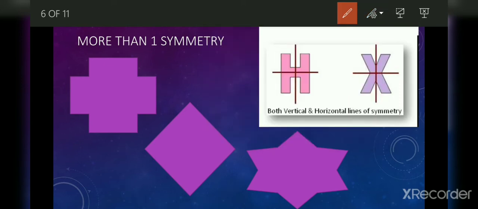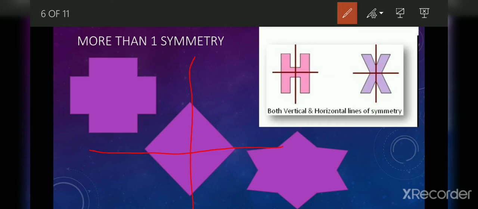Just fold a paper along this line and then along this line. You'd be able to see that the two halves are identical, right, in both the foldings. So it means that a square has 4 lines of symmetry.